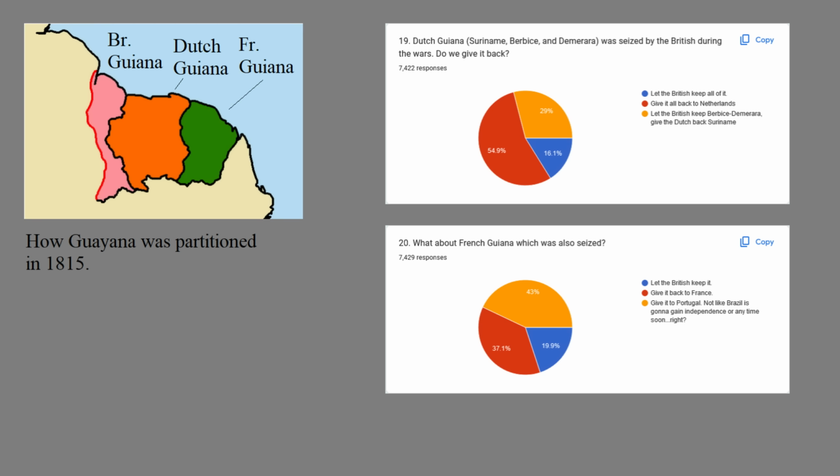Then, as for French Guiana, I threw in a wild card about perhaps giving it either to the British, back to the French, or Portugal, since they still owned Brazil at this time. It's not like Brazil would gain independence just a few years later, right? Right? Well, regardless, amazingly, you decided to give it to Portugal, so yay, Brazil mentioned, I guess?